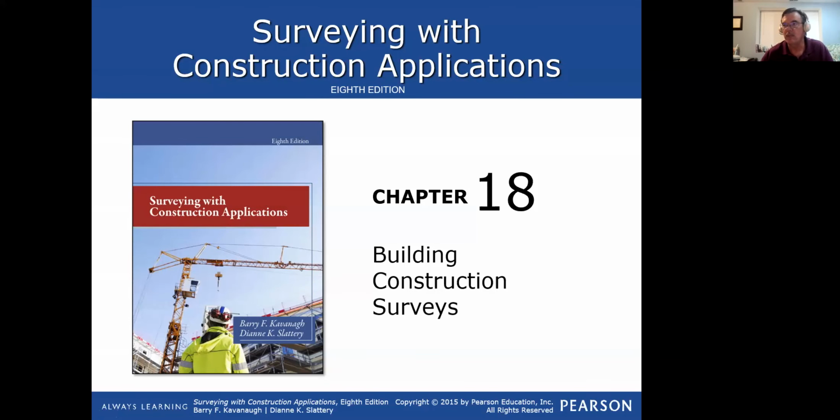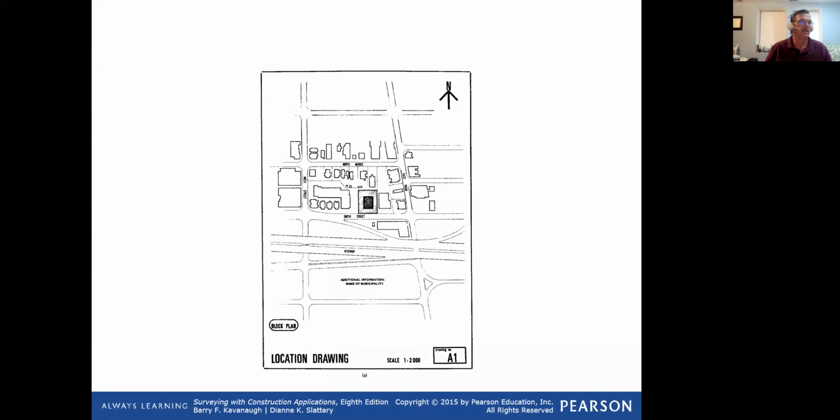All right, so we have Chapter 18, Building Construction Surveys. We don't have too many slides to get through. So what the book is trying to show you here is some things that surveyors wouldn't really use. These are very, very rudimentary. This refers to a location drawing.